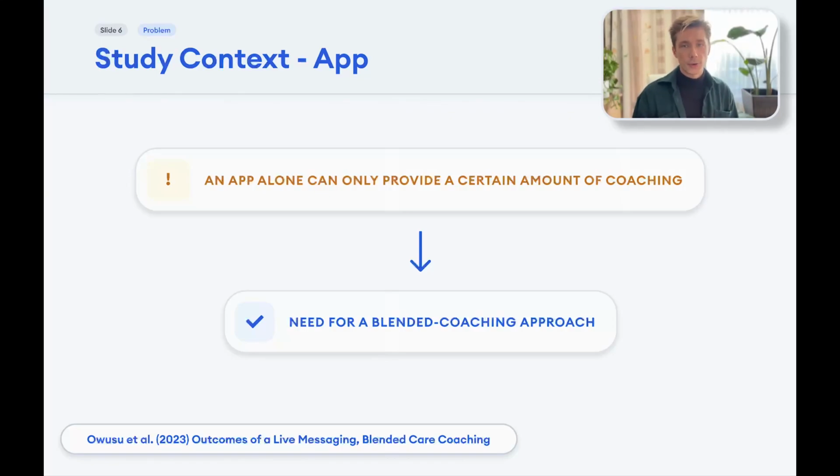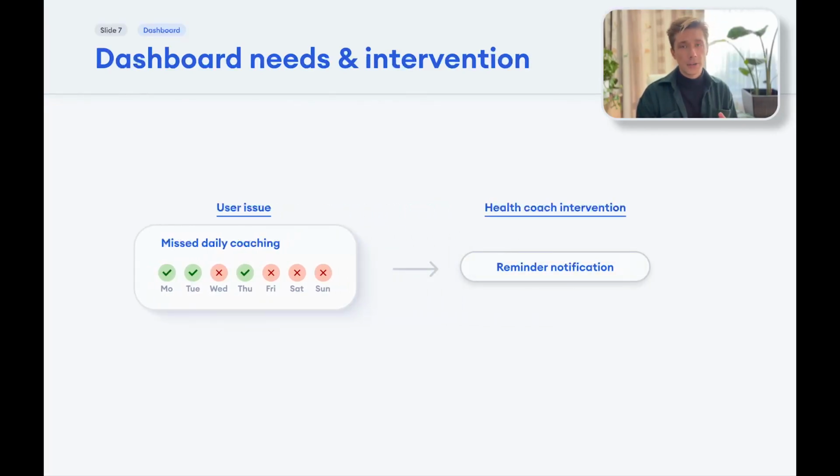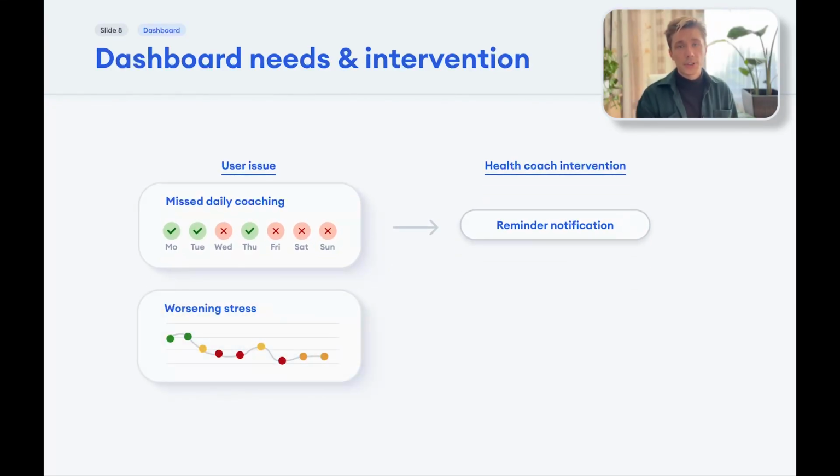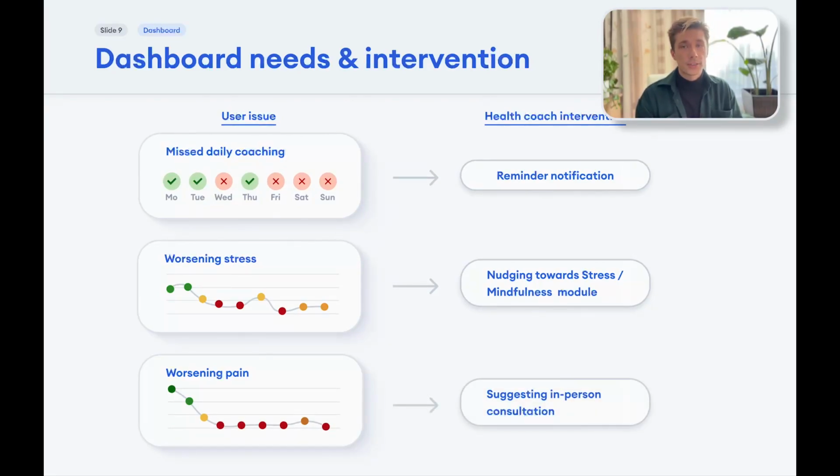Now, what would these interventions look like? For example, if a particular user misses their coaching for a few consecutive days and the health expert knows that they could really benefit from this coaching, they could send an in-app reminder to nudge the user into picking up their coaching again. And if, for example, the daily questionnaire data reveals that their stress level has increased for the past few days, they could send a reminder in the application to nudge them toward a mindfulness exercise within the stress module. But if there's something more severe going on, for example, their pain has increased for the past week, they could also suggest an in-person consultation when necessary. So these are various forms of interactions that could take place.